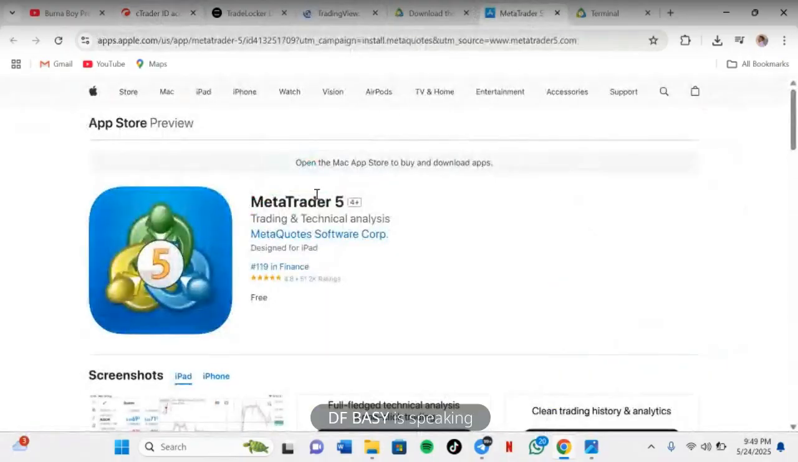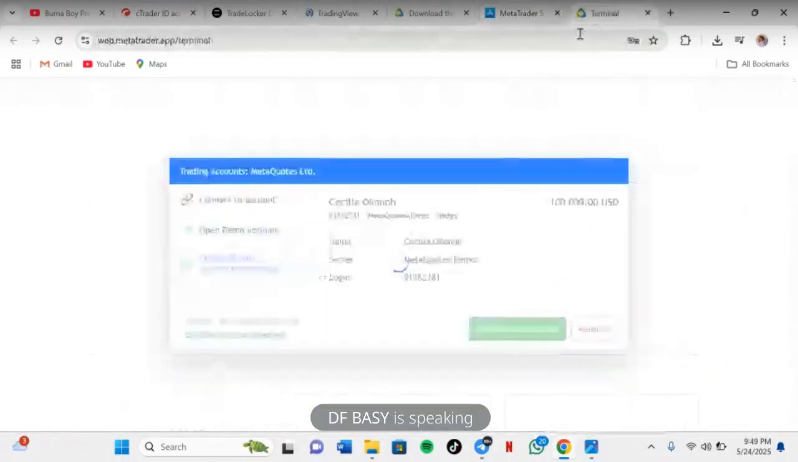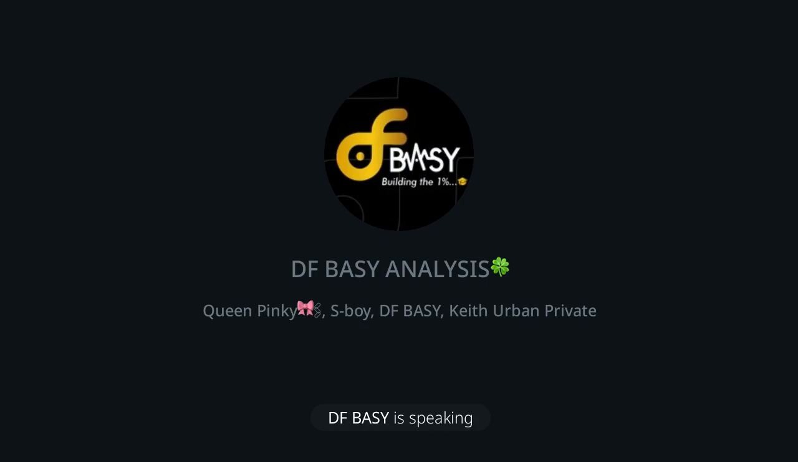What else? This doesn't want to load. I've tried loading it, but it doesn't want to.